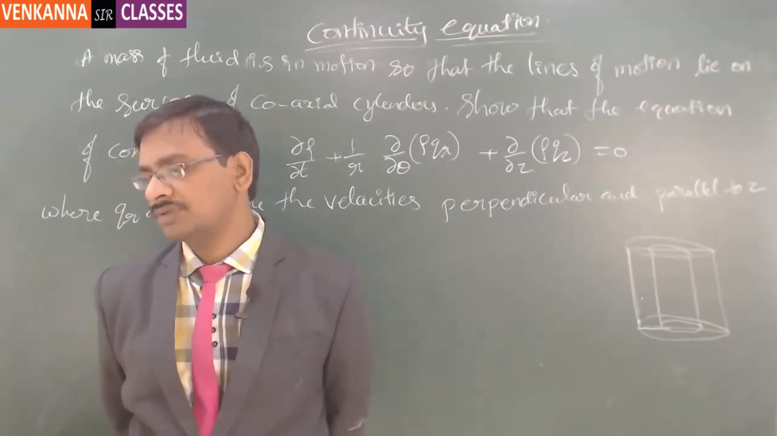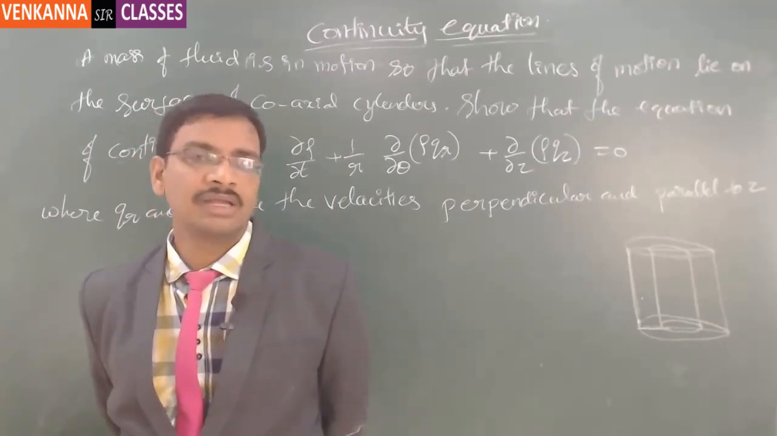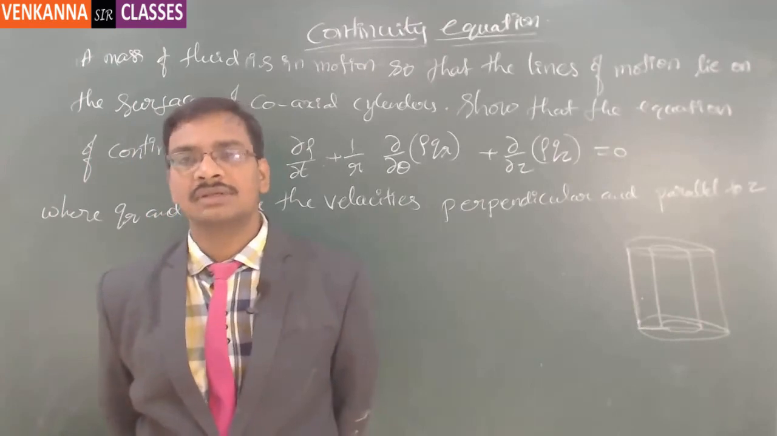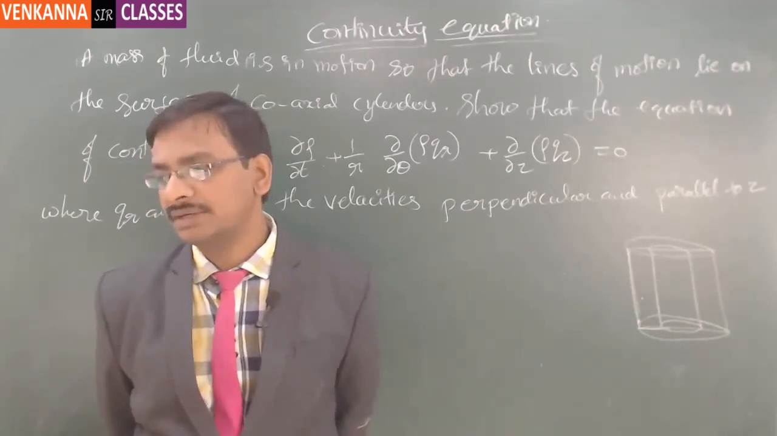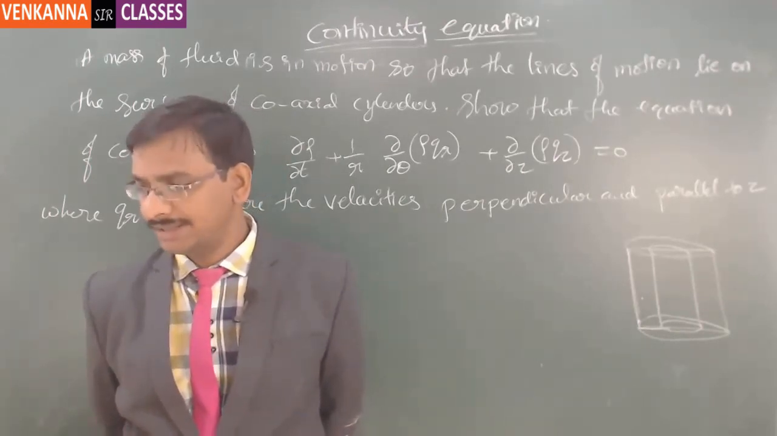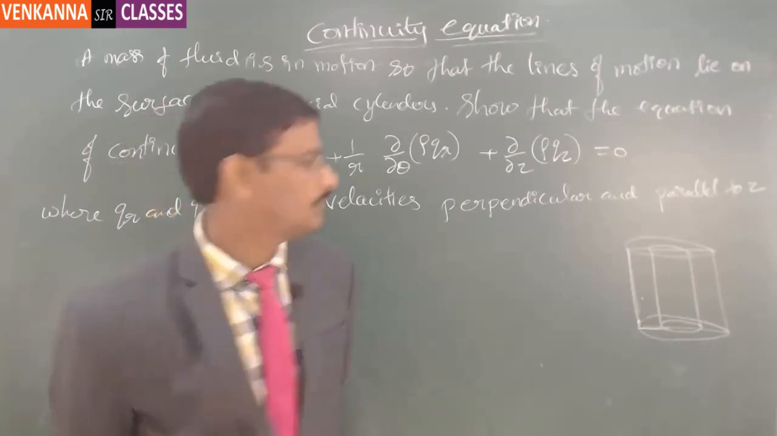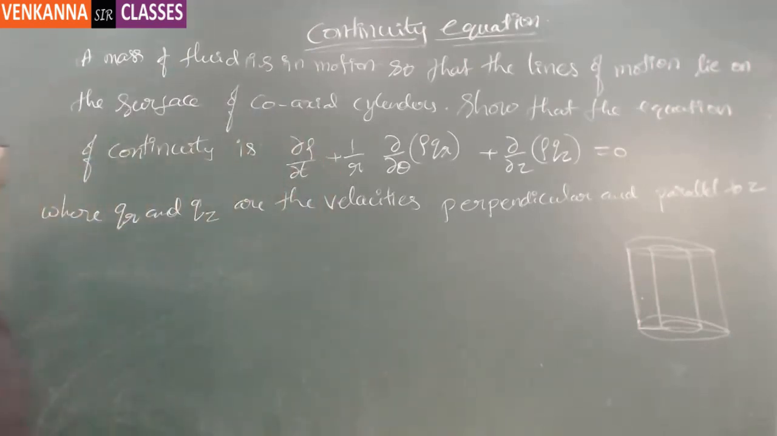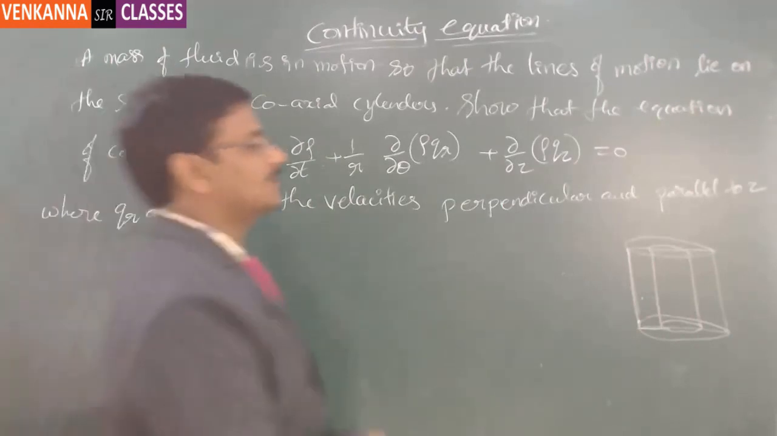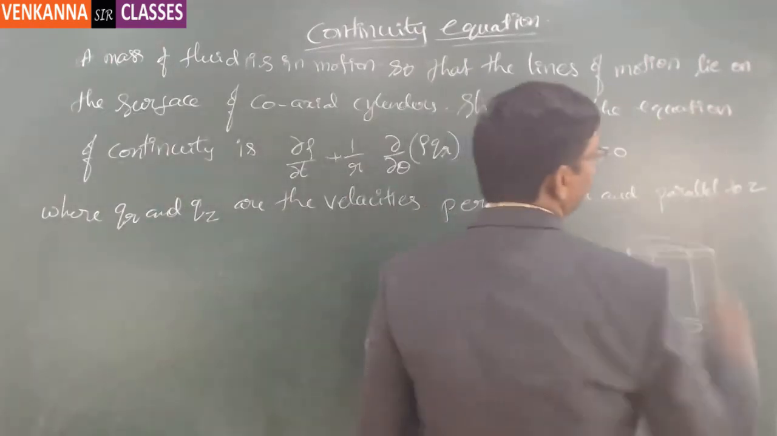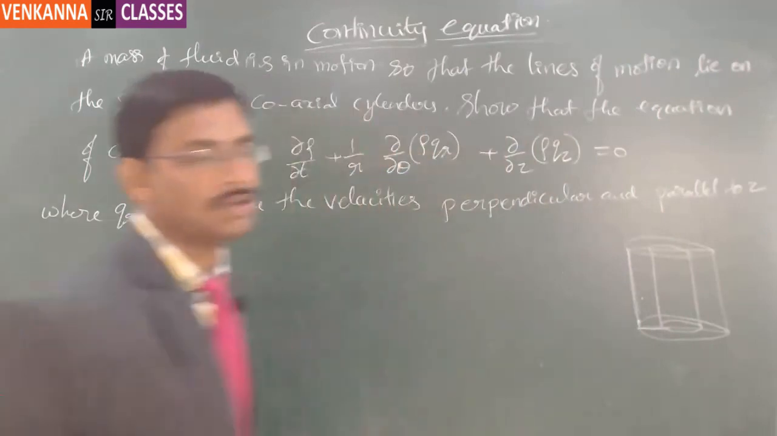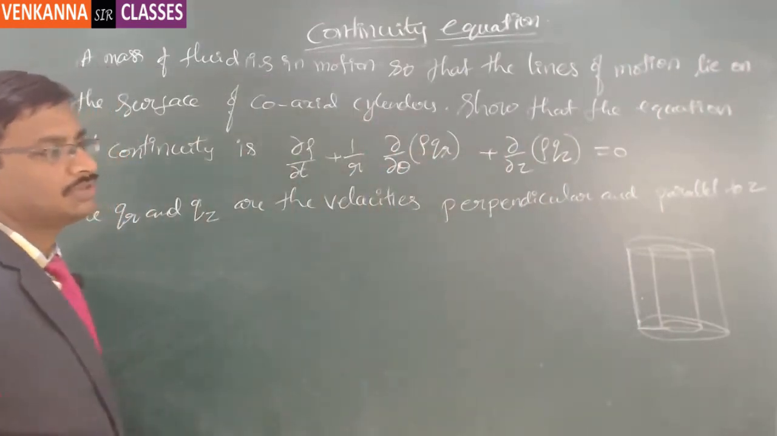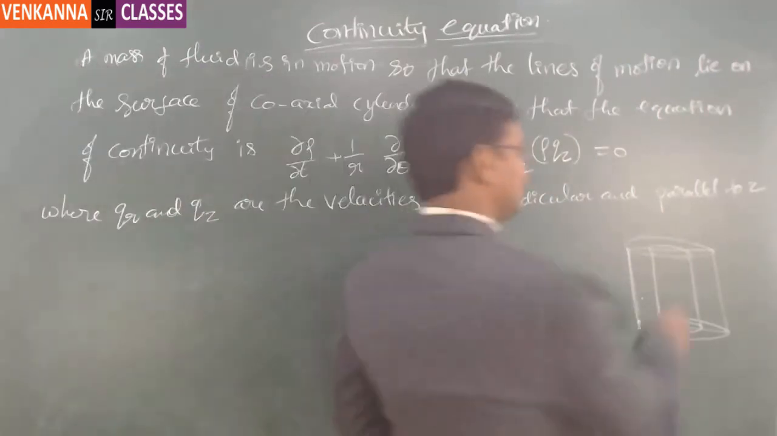Right? So in this particular case, what he is saying is there is a flow along the theta direction and there is a flow along the z direction as well. That's why he said, where qr and qz are the velocities perpendicular and parallel to the Z. So let us say this is the Z axis.